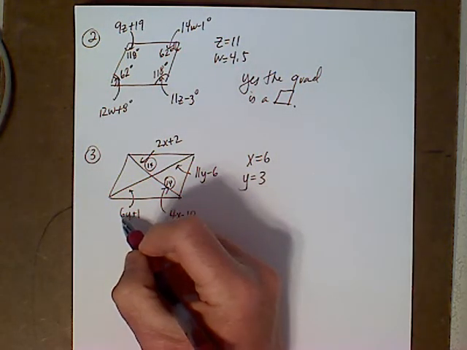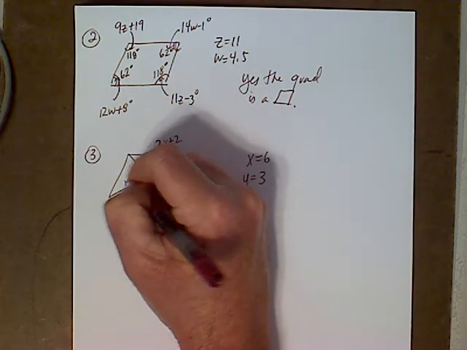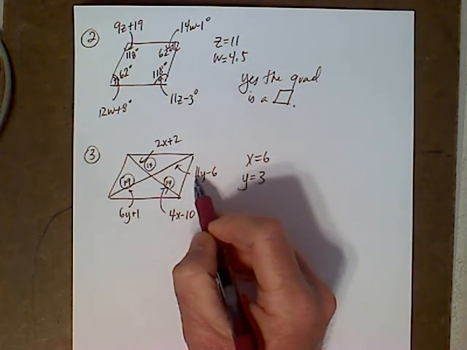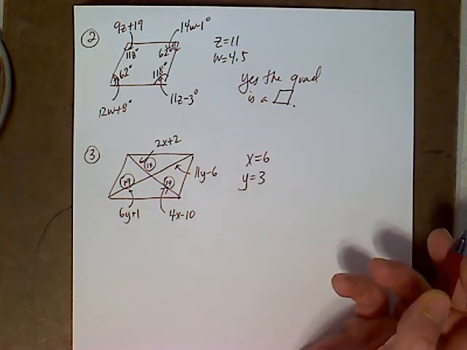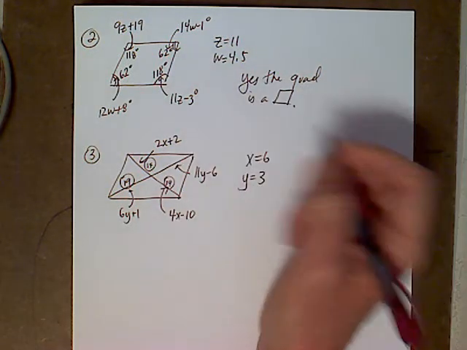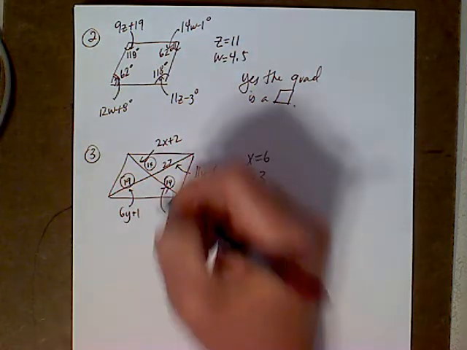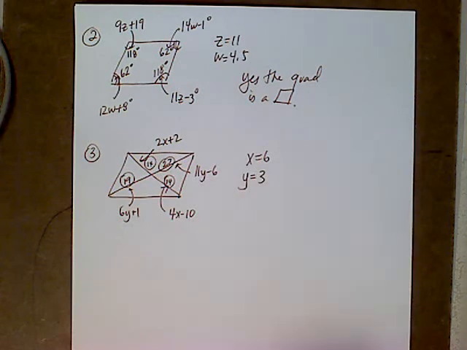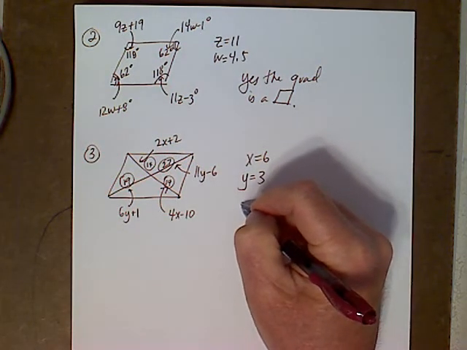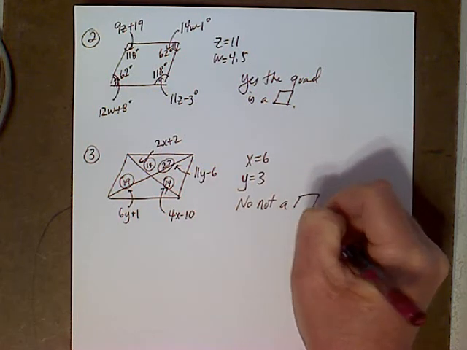When I plug in 3 here, 6 times 3 is 18. 18 plus 1 is 19. And then we'll plug in 3 here. 11 times 3 is 33. 33 minus 6 is not 19. 33 minus 6 is going to be 27. Do we have diagonals that bisect each other? I thought I was looking good with both the 14s, but here, no. The diagonals do not bisect each other, so no, not a parallelogram.